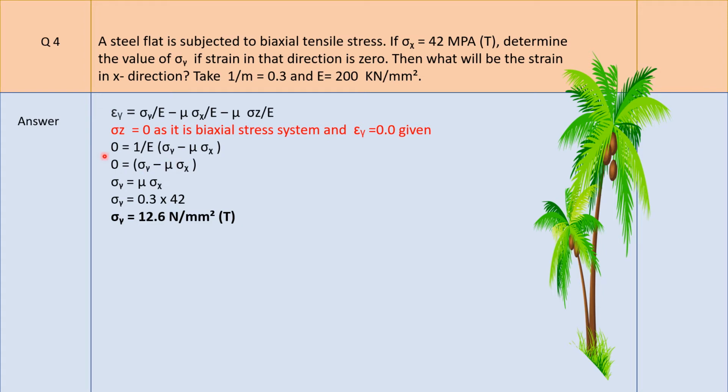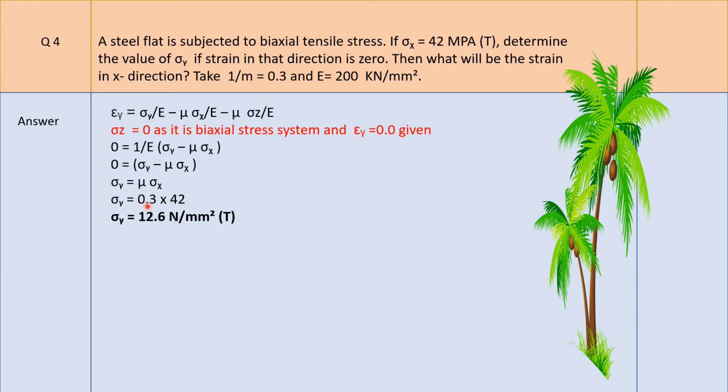So we substitute a value here. Epsilon y is equal to 0, which is equal to 1 upon E, E taken common, into bracket sigma y minus mu sigma x, bracket close. Sigma z is 0, so this term is not here. Now 0 is equal to sigma y minus mu sigma x. 1 upon E is not 0, so this bracket has to be 0. So 0 is equal to sigma y minus mu sigma x. So sigma y becomes equal to mu sigma x.